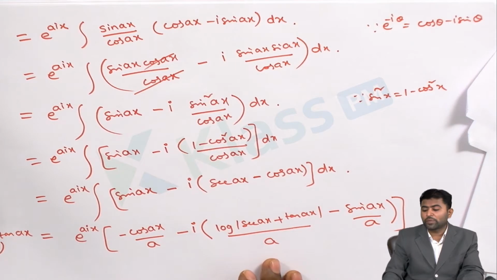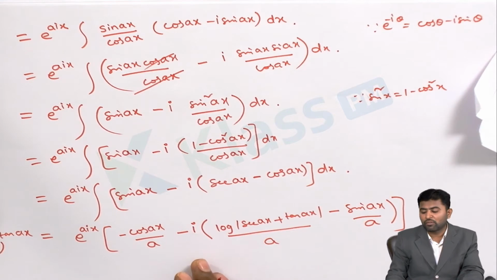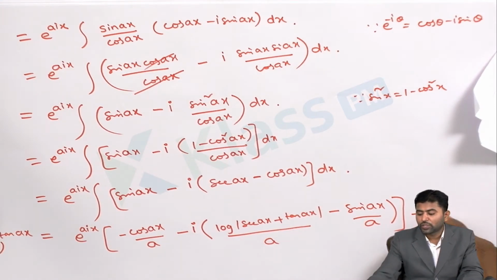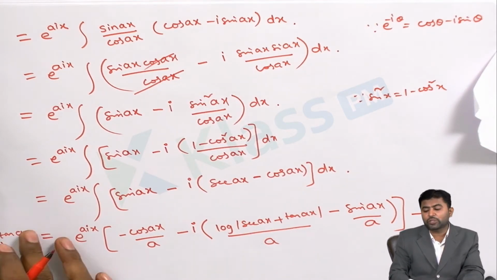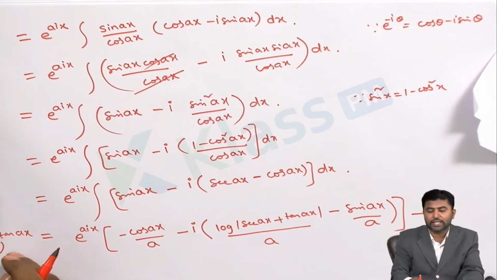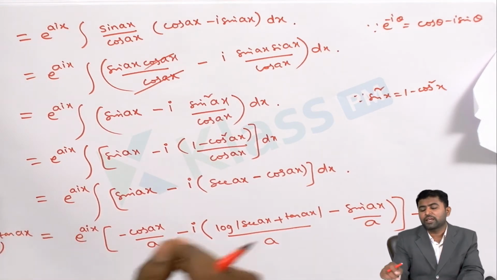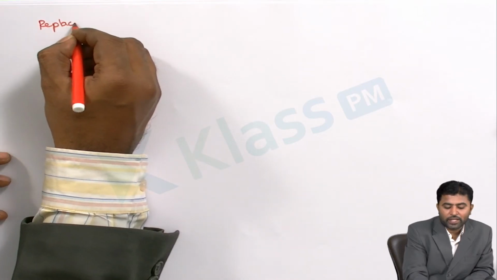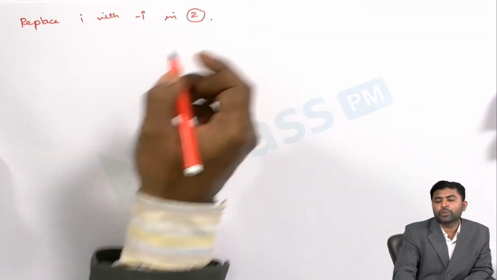This is 1 by D minus ai into tan ax value. So I'll write this as equation 2. Similarly, I can write what is D plus ai into tan ax. D minus ai, D plus ai. I can get 1 by D plus ai into tan x value just by replacing i with minus i in equation 2.